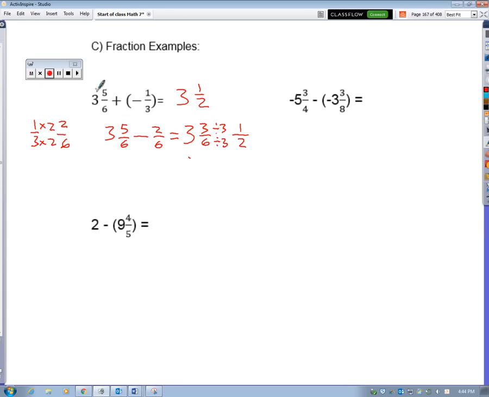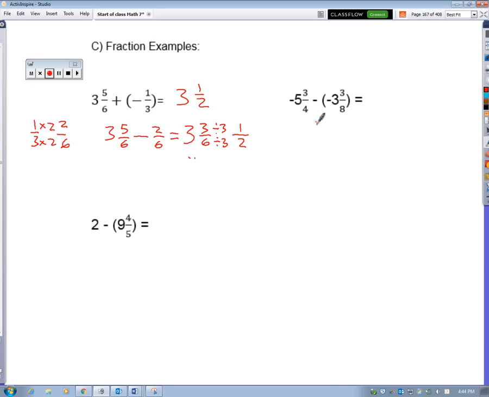In this case, our bigger number, the bigger absolute value, was 3 and 5/6, so it's going to stay positive as 3.5. Alright? Nice job. We just did our first fraction problem using positive and negative fractions. Alright, let's take a look at our next example.